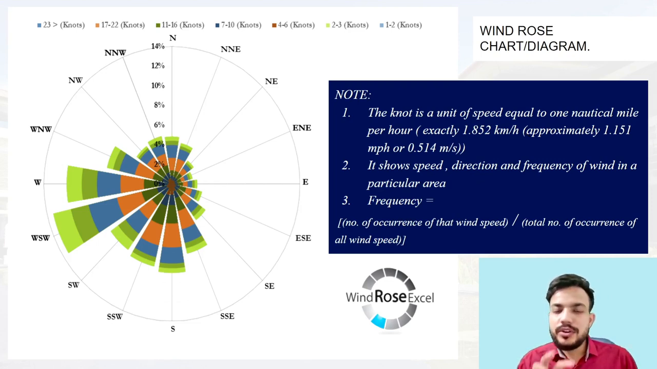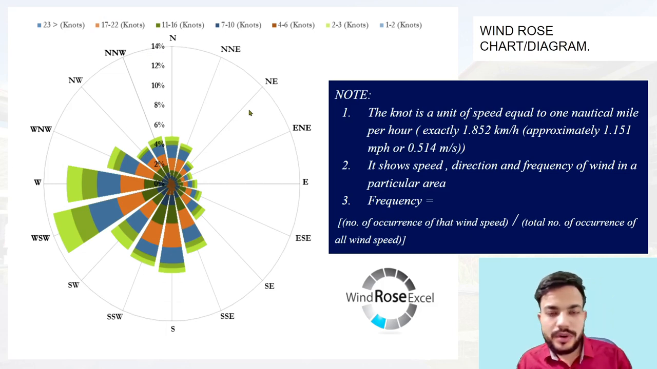The third element in the windrose diagram is the frequency. The frequency shows how often a particular range of wind speed, let's say 7 to 10 knots or 4 to 6 knots, occurs out of all the observations you have taken. Out of all the possible ranges of wind speed, how many times or what percentage shows a wind speed of 4 to 6 knots? That is the frequency, and it is represented with the help of percentage values here.